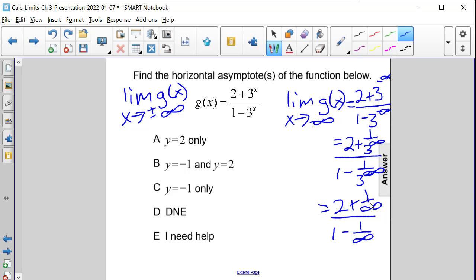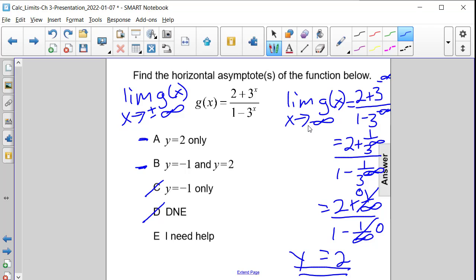Well, 1 divided by infinity is 0. So we would have an asymptote of positive 2. So y equals 2 is one of them. That definitely narrows our choices down to either A or B, because we don't have a negative 1 yet and it says only that. Well, we also know that it exists. All right, so we have one of them.